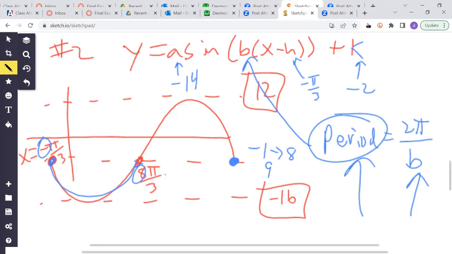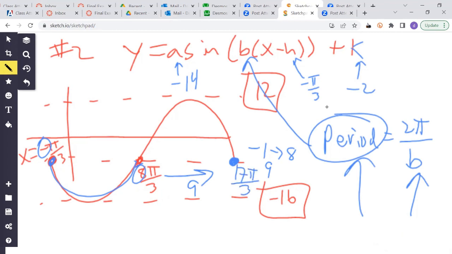So from 8, increase by 9 more, and that gives you 17. You see that? I added 9. From there to there, I added 9. And from here to here, I added 9. So the end point is at 17 pi-thirds.